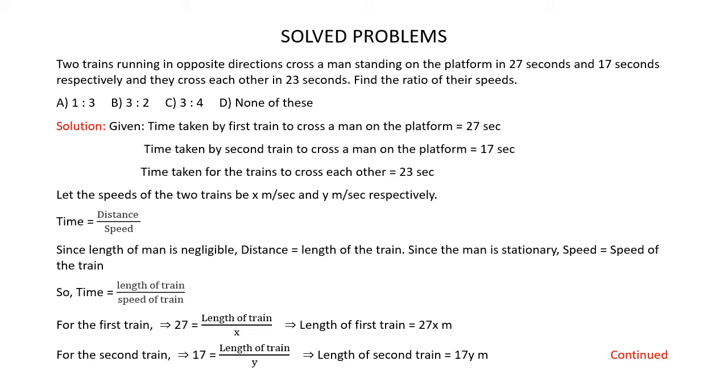Now for the second train, time is given as 17 seconds and we have assumed the speed of the train as y meters per second. Let's substitute these values in this formula. So for the second train, 17 is equal to length of the train divided by y. So length of the second train is equal to 17y meters. We'll continue solving this problem in the next slide.